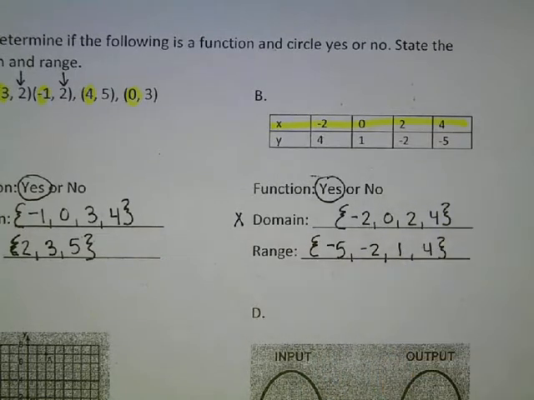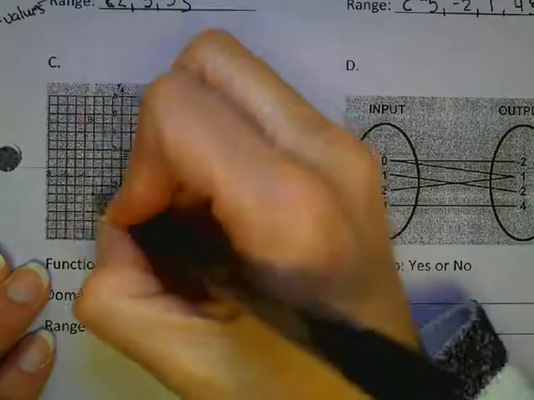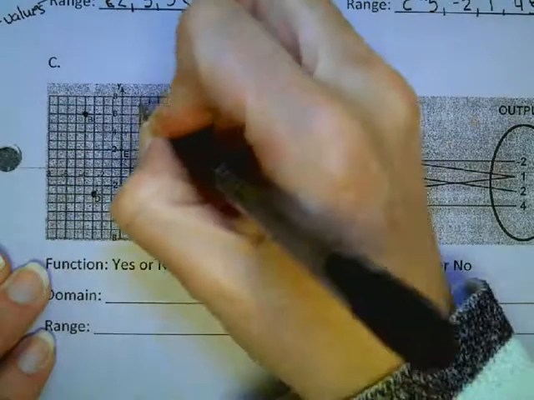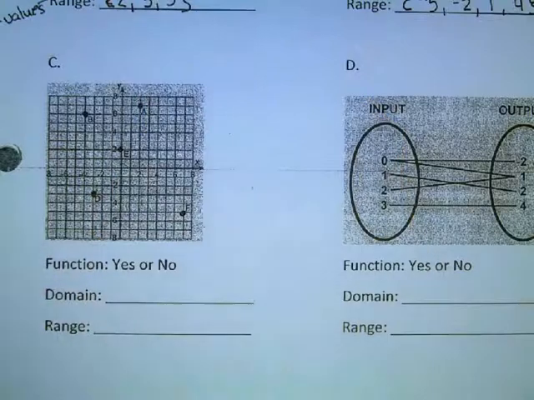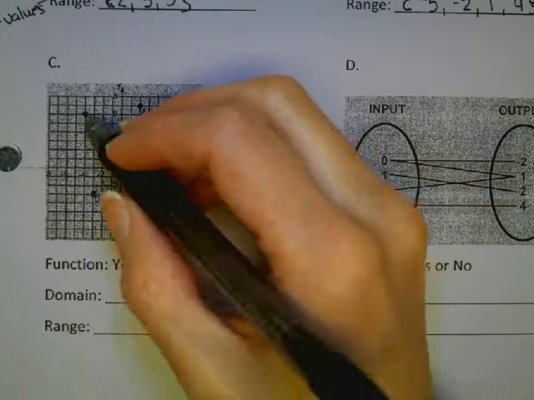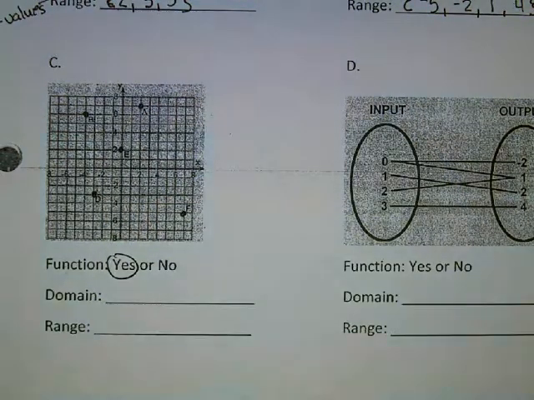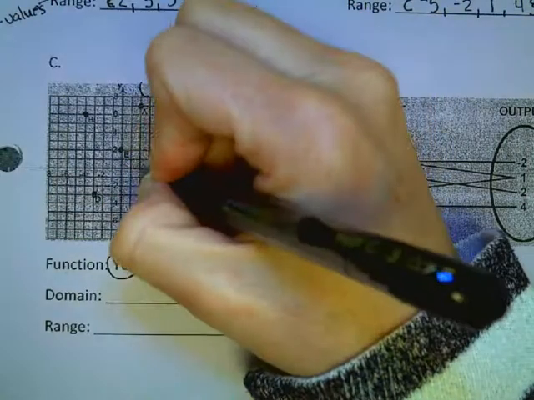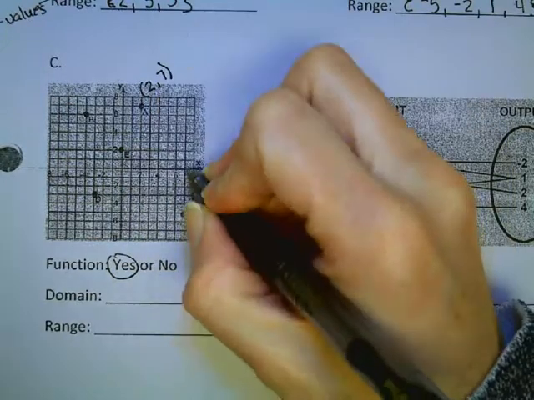These are a little bit harder to see, so I'm going to just kind of make my points a little bit darker. So if I look at all those points, there are no 2 points on the same vertical line. So all these are on different lines, so I'll say yes, it's a function. I'm going to write down the ordered pairs next to them. So like point A is at 2, 7. Point F is at 7, negative 5.